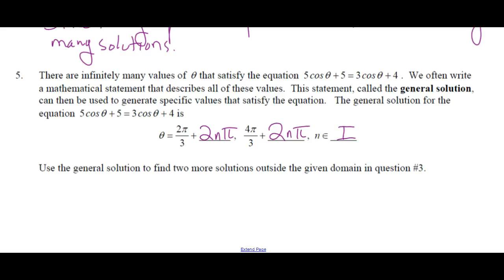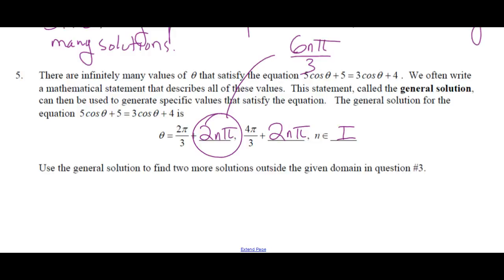Okay, so we've got 2 pi over 3 plus 2n pi. Now, how are we going to think of 2n pi? We're going to think of it as 6n pi over 3. Right? So in other words, just keep adding 6/3. So 2/3, then you go 8/3, 14/3, 20/3, 26/3, 32/3, and so on.